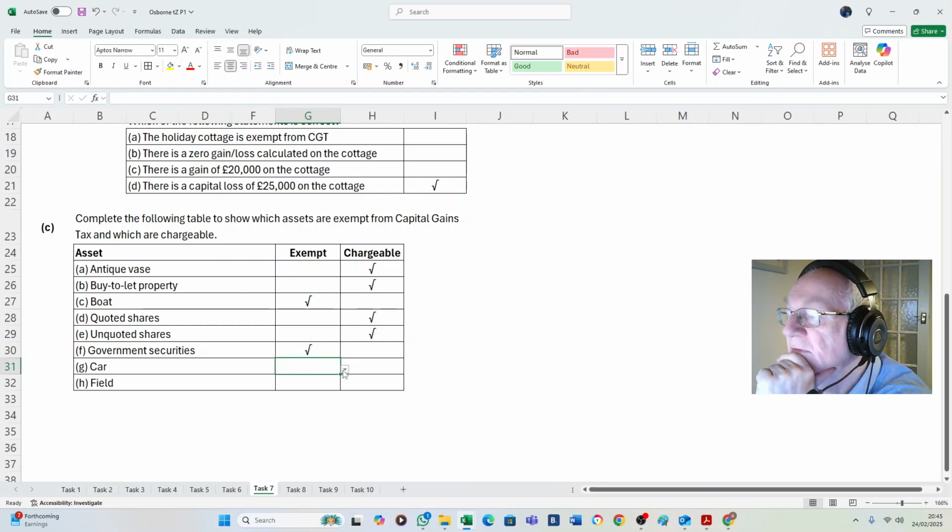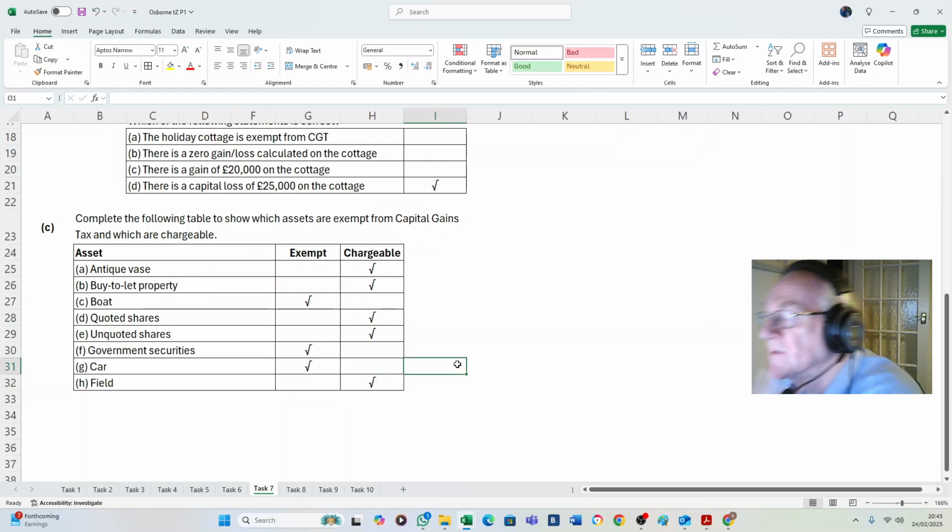Cars don't normally last 50 years. That's okay. And a field is chargeable, land is chargeable to capital gains tax. I'm sure you've done some calculations where it's A and B. Somebody sells off half a field. Lots of students detest those questions, but they learn the A plus B rule.